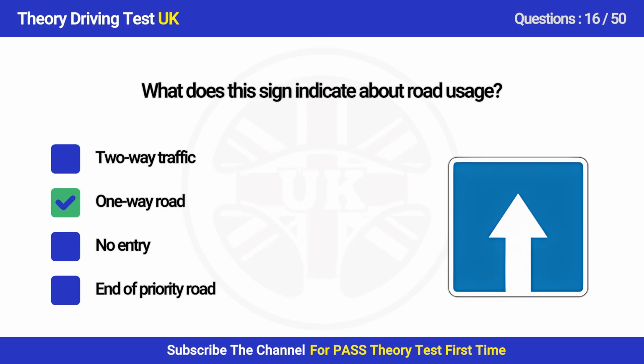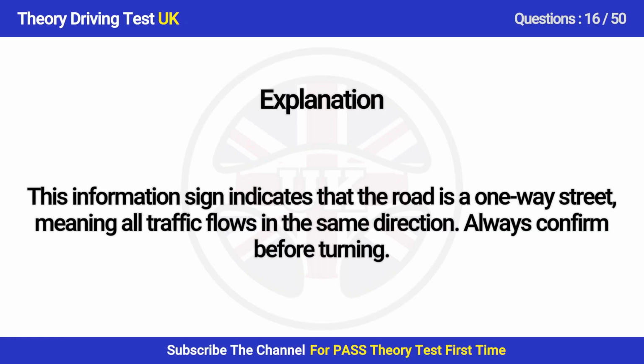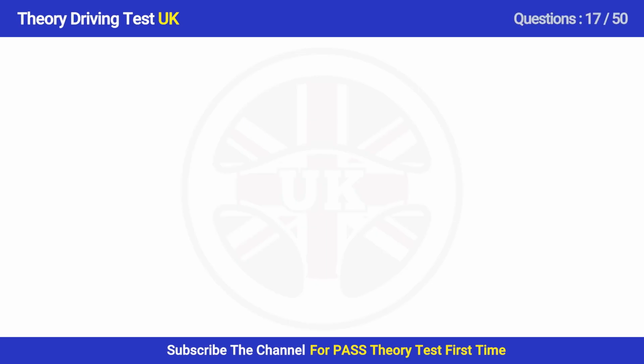Answer is B. One-way road. This information sign indicates that the road is a one-way street, meaning all traffic flows in the same direction. Always confirm before turning.